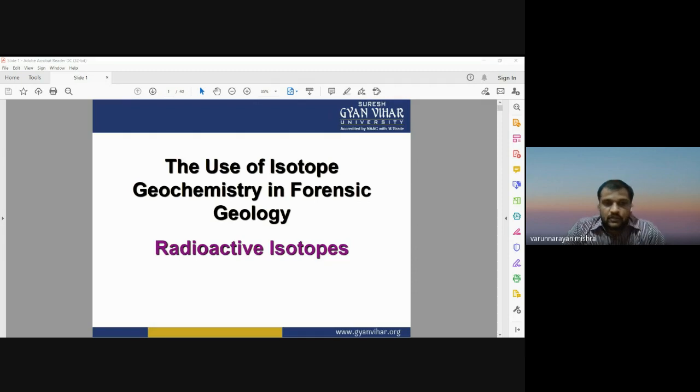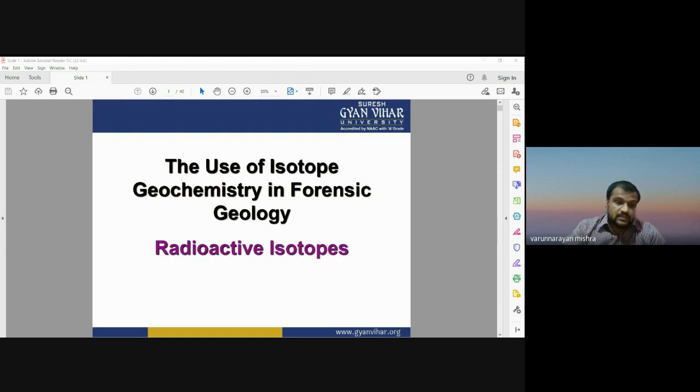Today we are going to learn about the use of isotope geochemistry in forensic geology. Today we are going to discuss different radioactive isotopes. These are a kind of technique that can be used to study the age of different geological features and different geological structures. So we call it the use of geochemistry in forensic geology.